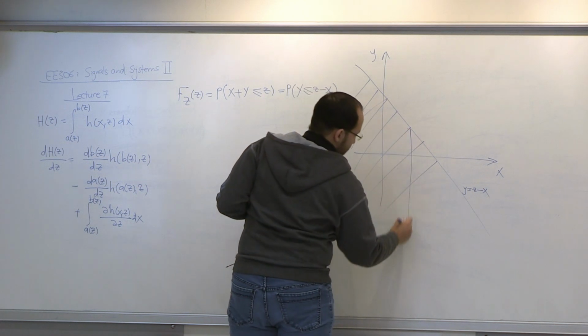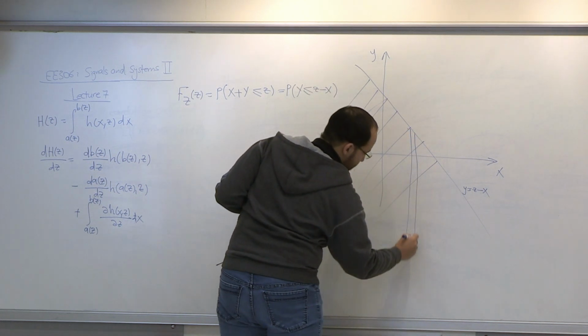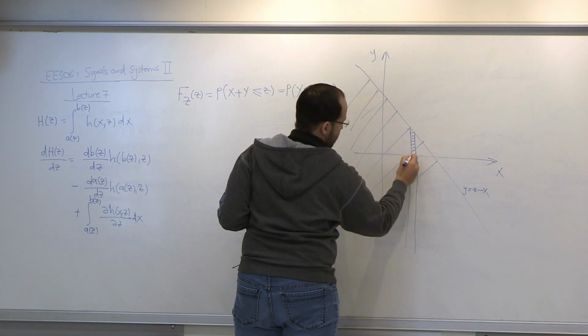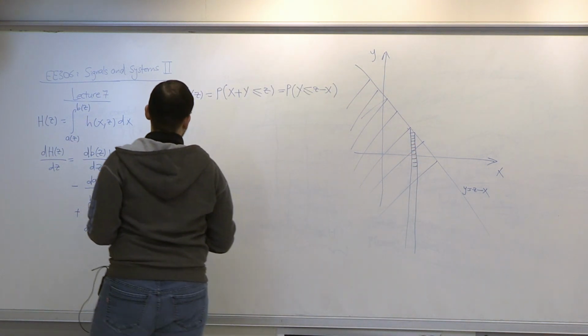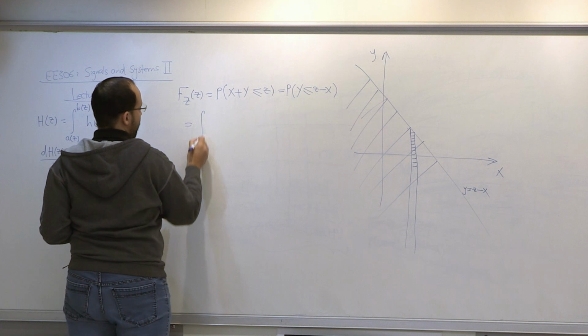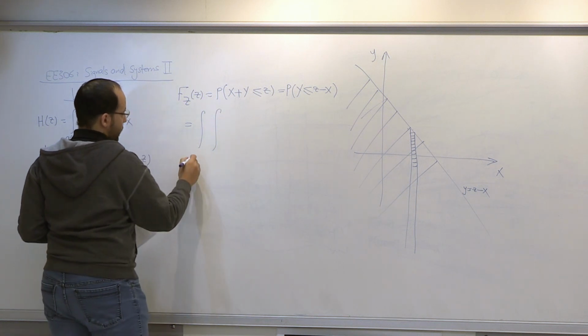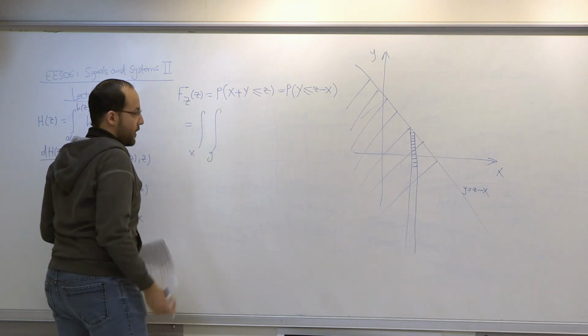So we are integrating for this area. If we pick our infinitesimal stripe to be here, let's try to perform this integral. So f_Z of z equals the double integral. Can someone help me? What is the range of x and what is the range of y?